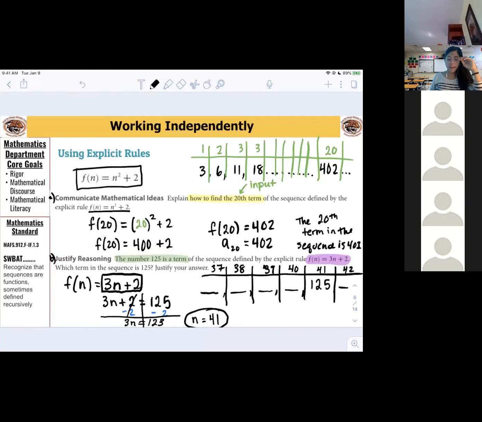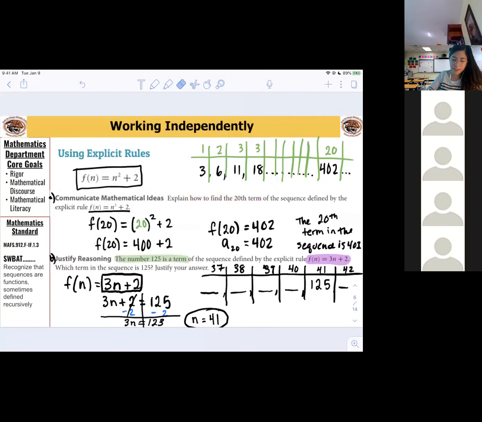In example A, it asked you for the input, so you plug it in. Example B, it asks you for the output, so instead what you have to do is set it equal to that number. So you would do this every time it asks you for the output. Yes. It's really just about reading. You just gotta read carefully.